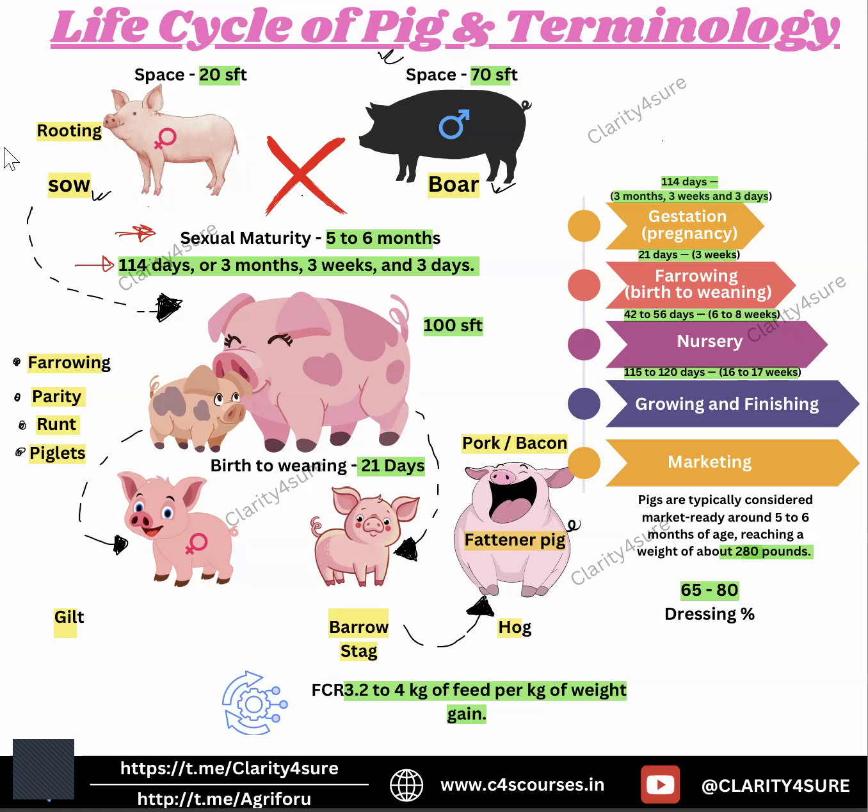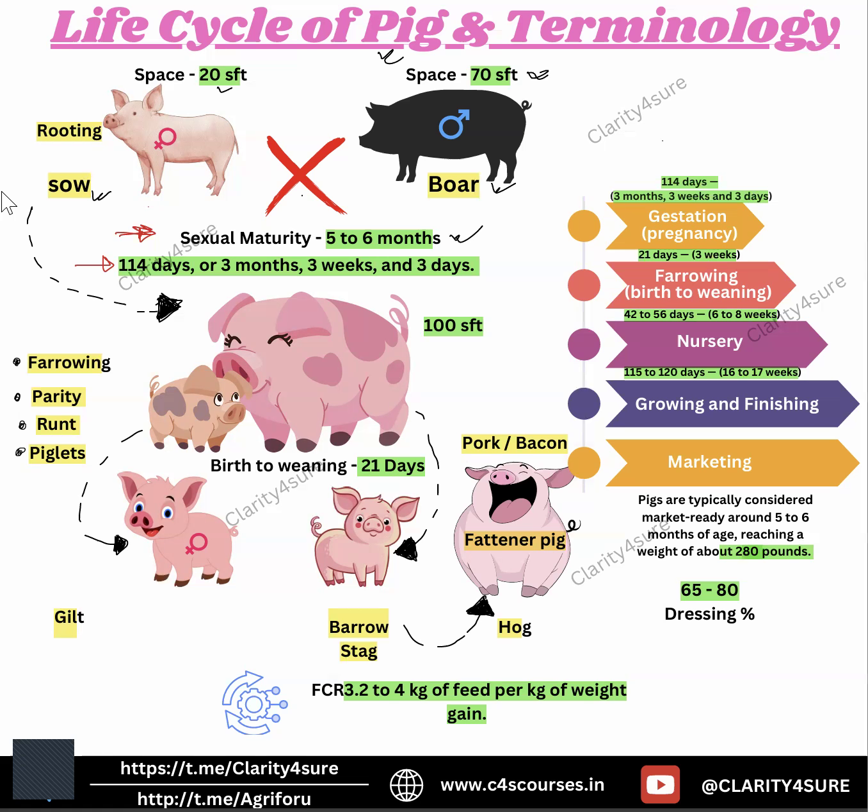The space requirement for a female pig is 20 SFT, square feet, and for the male it is 70 square feet. So the sow and the boar require this much space. They cross each other after attaining sexual maturity, which is around 5 to 6 months. This is also a very important point: you should remember that sexual maturity in pigs comes after 5 to 6 months.